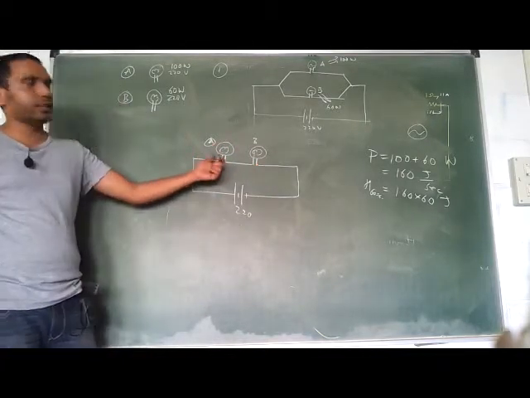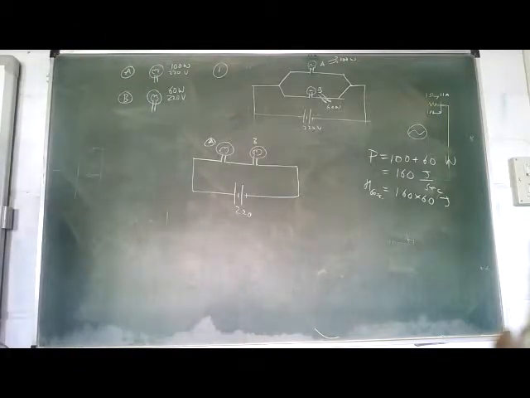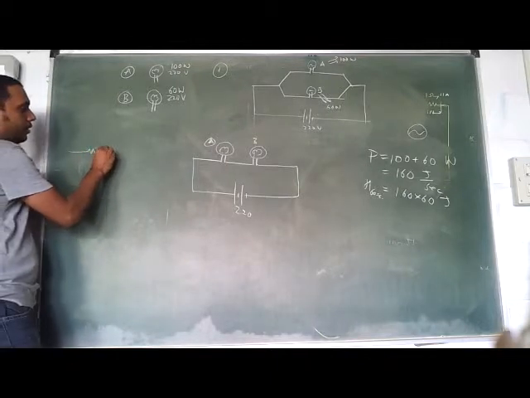So since this is not on rated voltage, it will not give rated power. So we can't expect 100 watts to be coming out from that bulb and 60 from the other one. It would be reduced or increased? Reduced, because the voltage is reduced. Now how to get it? To get it, we'll have to solve this circuit as if we were solving a simple resistance circuit.